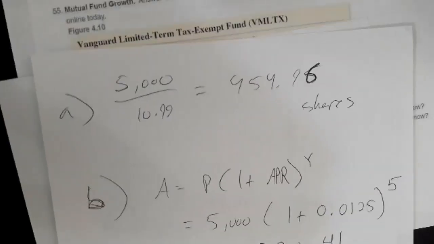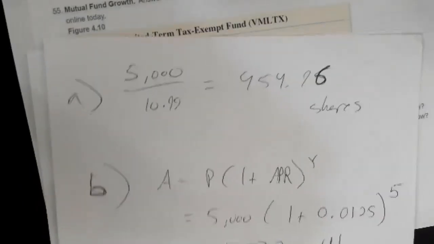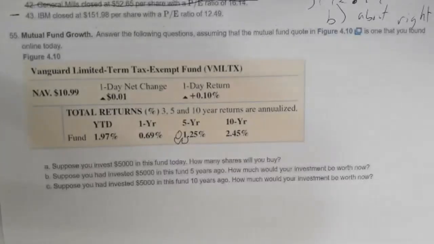If we know the price of a share and we have $5,000, we can divide those two. We can figure out how many shares we're going to buy. We can do annualized returns. Those are things you should be able to do.